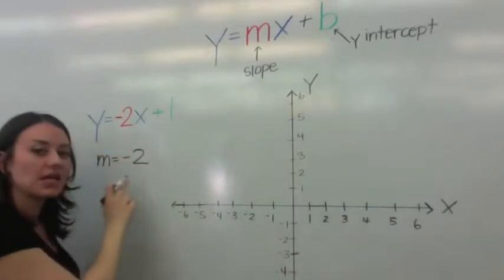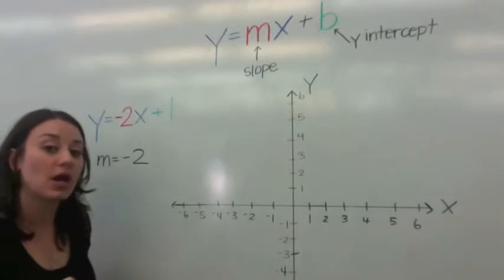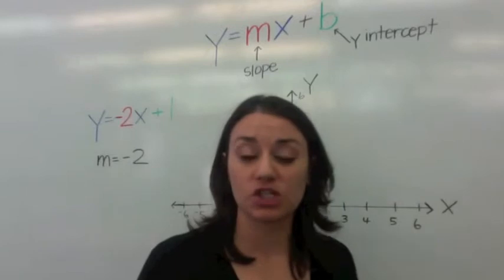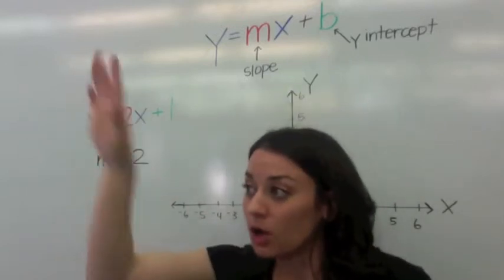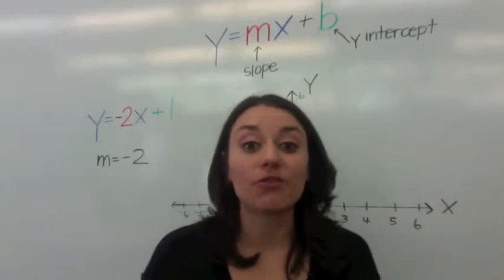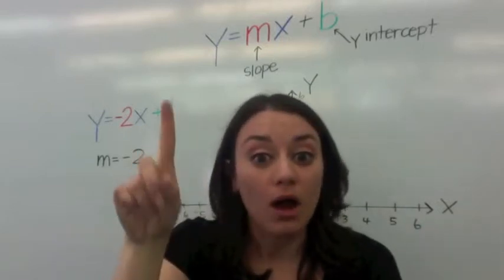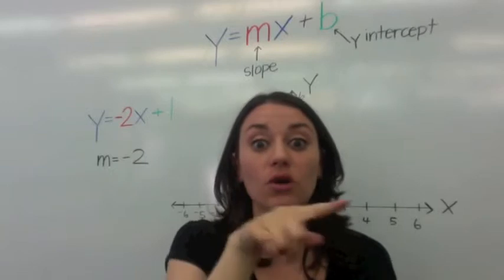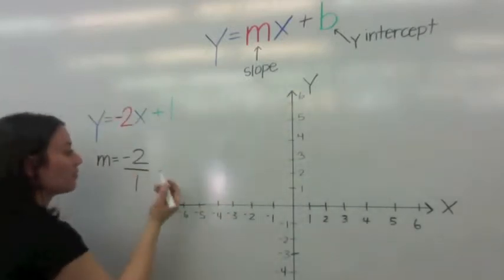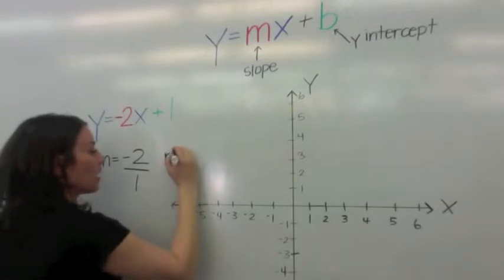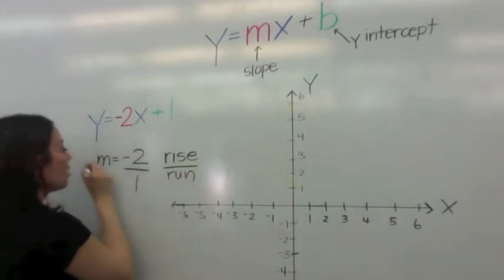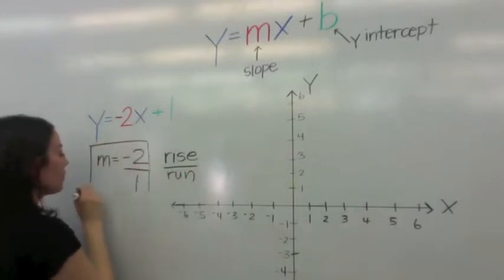But is it just -2? Remember, it has to be rise over run. So can you make -2 a fraction? Who thinks yes? Who thinks no? Okay, you're wrong because you can. You have to make it a fraction by putting it over what? Over 1. So the slope is -2 over 1. And remember, slope is rise over run. So we found the slope.